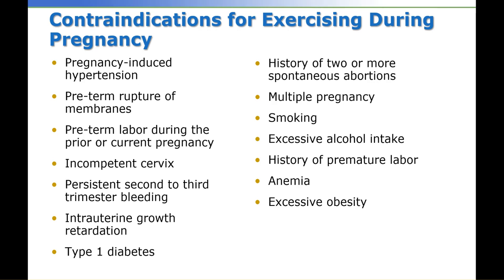pregnancy-induced hypertension, preterm rupture of membranes, preterm labor during prior or current pregnancy, incompetent cervix, persistent second to third trimester bleeding, intrauterine growth restriction, type 1 diabetes, spontaneous abortions, multiple pregnancies, smoking, excessive alcohol intake, history of premature labor, anemia, which is the lack of iron in the blood, blood loss, and excessive obesity. Okay, pretty cool.